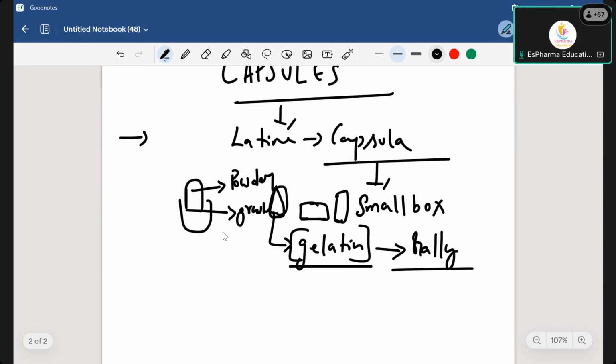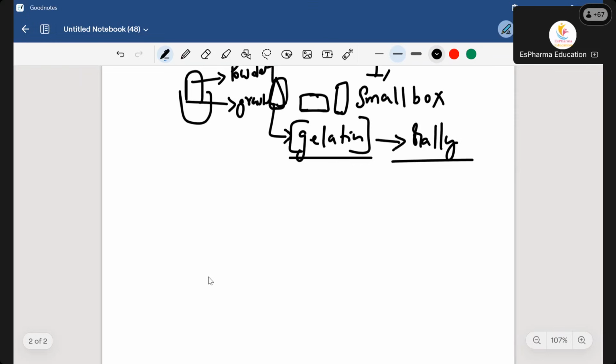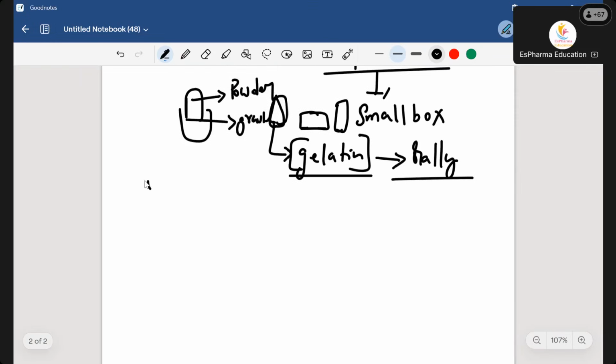Can I get one example in which the capsule is filled with pellets? Okay, there is a very renowned one, Coldact, do you know Coldact? Hard gelatin capsules are filled with pellets. Mostly they are filled with powder. Some people see powder, some see granules, some see pellets, which we can see clearly from outside, right? So this is all about hard gelatin capsule.